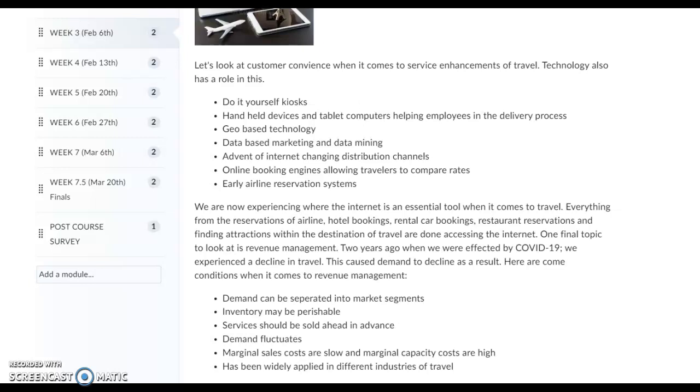So as you can see, the internet is a powerful tool for most things. It's also used to put together travel packages, and to give a variety of different attractions based on the destination that the individual is looking to travel to.